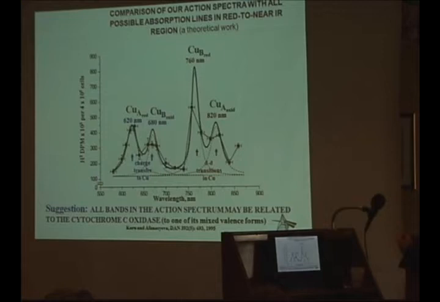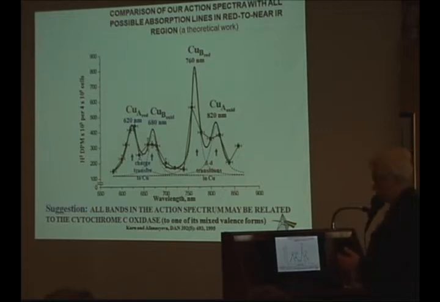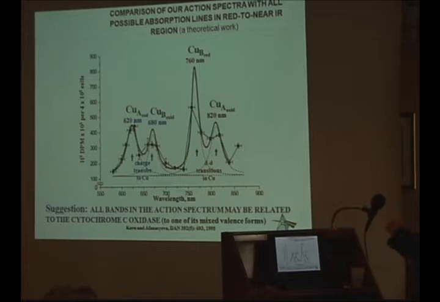And first we published about this in 95. Later we made new experiments and all those things were advanced. And then the final result is that all those four peaks belong to copper components of cytochrome C oxidase. On the next slide I will show you what it means, so-called copper A and copper B. But they are in different states of oxidation and reduction. Some of them are more oxidized and some are more reduced.